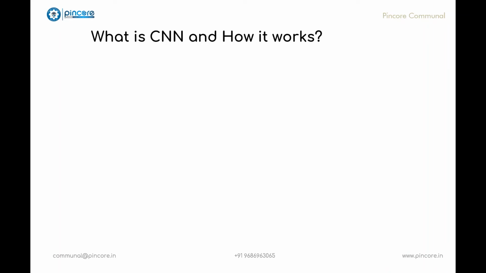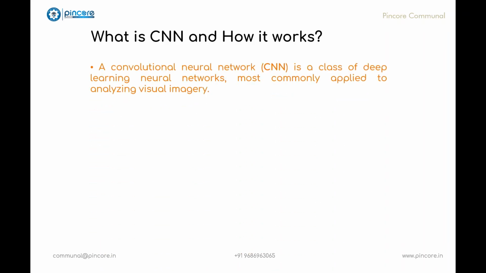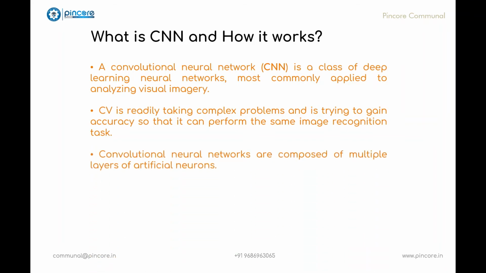Next, we will see what is meant by CNN and how it works. A convolutional neural network or CNN is a class of deep learning neural network most commonly applied to analyze visual images. Computer vision is readily taking on complex problems and it is trying to gain accuracy, so that it can perform the same image recognition task, but like humans, they do make mistakes sometimes. The specific type of neural network that accomplishes this is called a convolutional neural network.